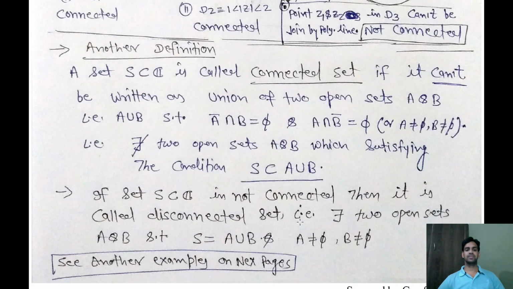If a set is not a connected set, then it is called a disconnected set. That is, there exist two open sets, say A and B, such that S is equal to A union B, and A and B are both non-empty sets. Now we will see some other examples of connected sets.